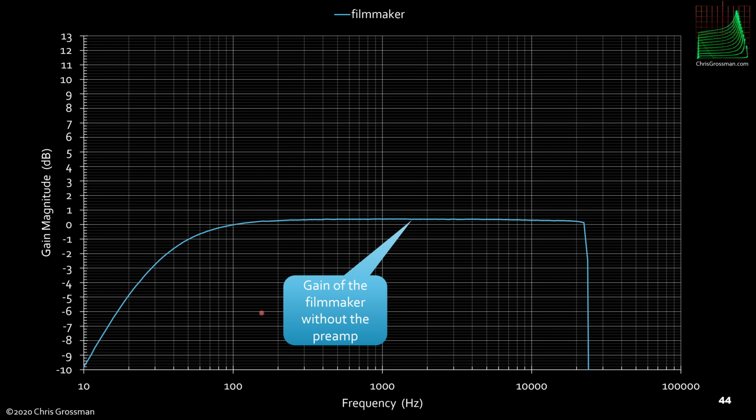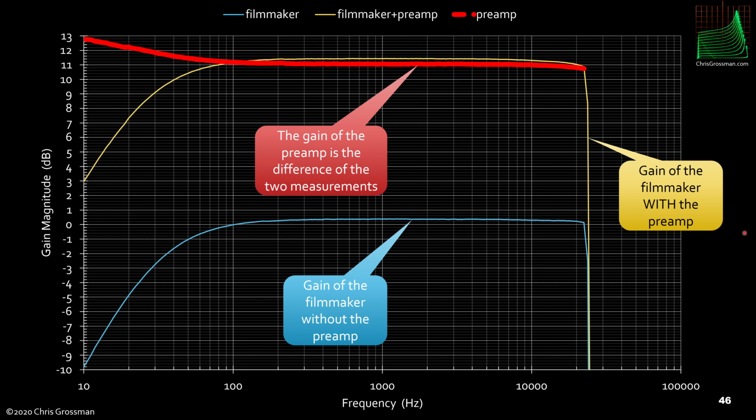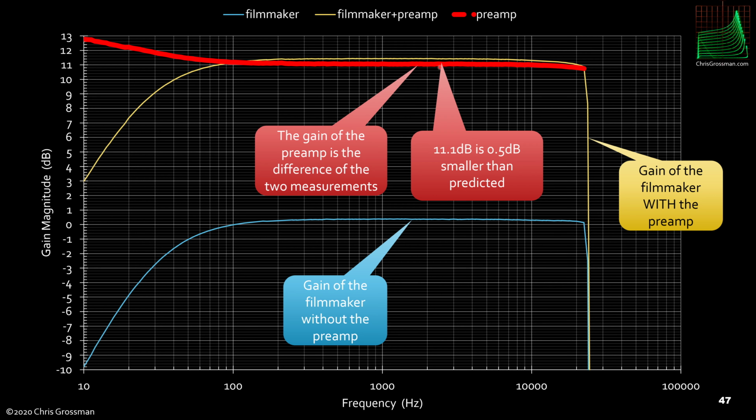Anyway, so let's do some measurements. So here's the measurement of the gain of the Filmmaker by itself without the preamp. Now we add the measurement of the preamp plus the Filmmaker. Now we can get the gain of the preamp by just taking the difference of these two curves. So we can see here, I got 11.1 dB for the gain.